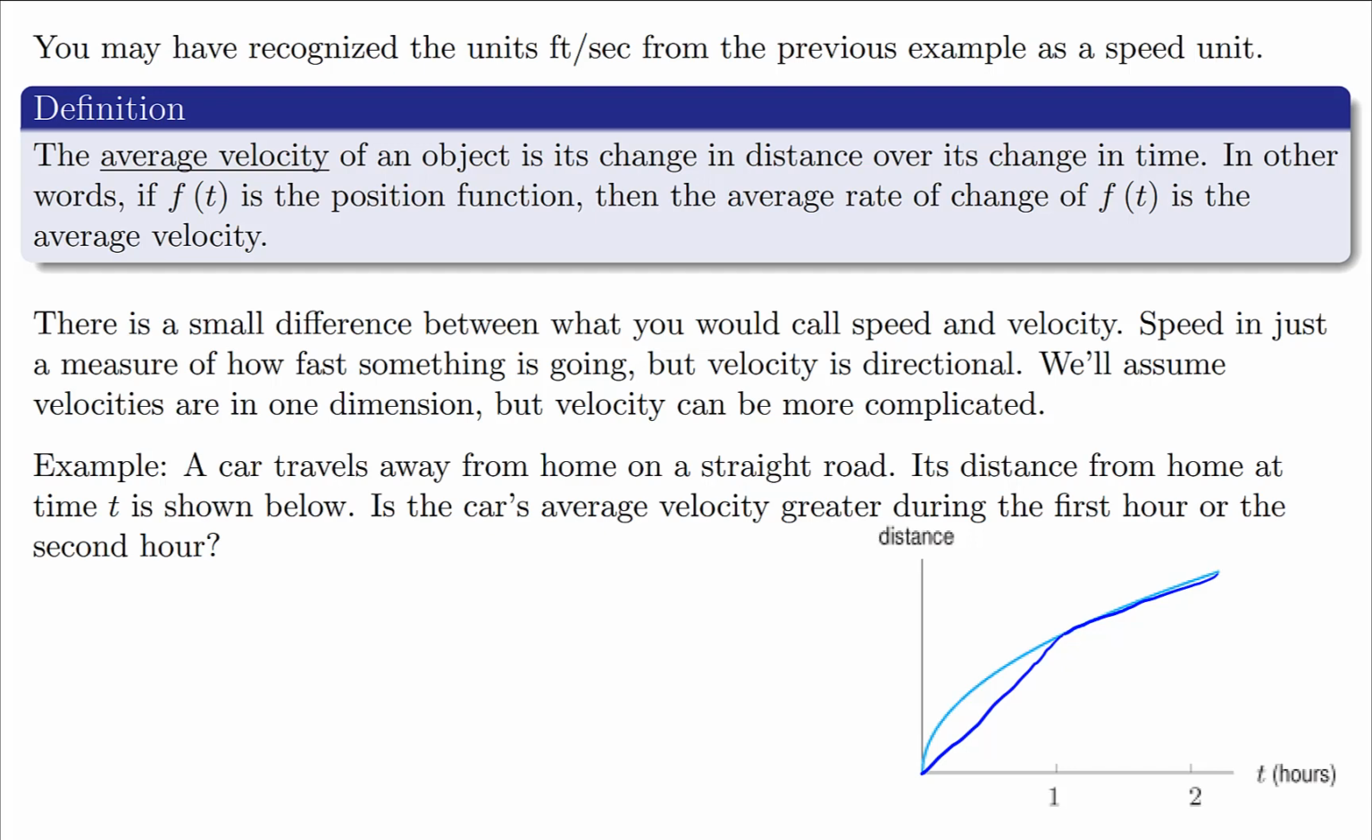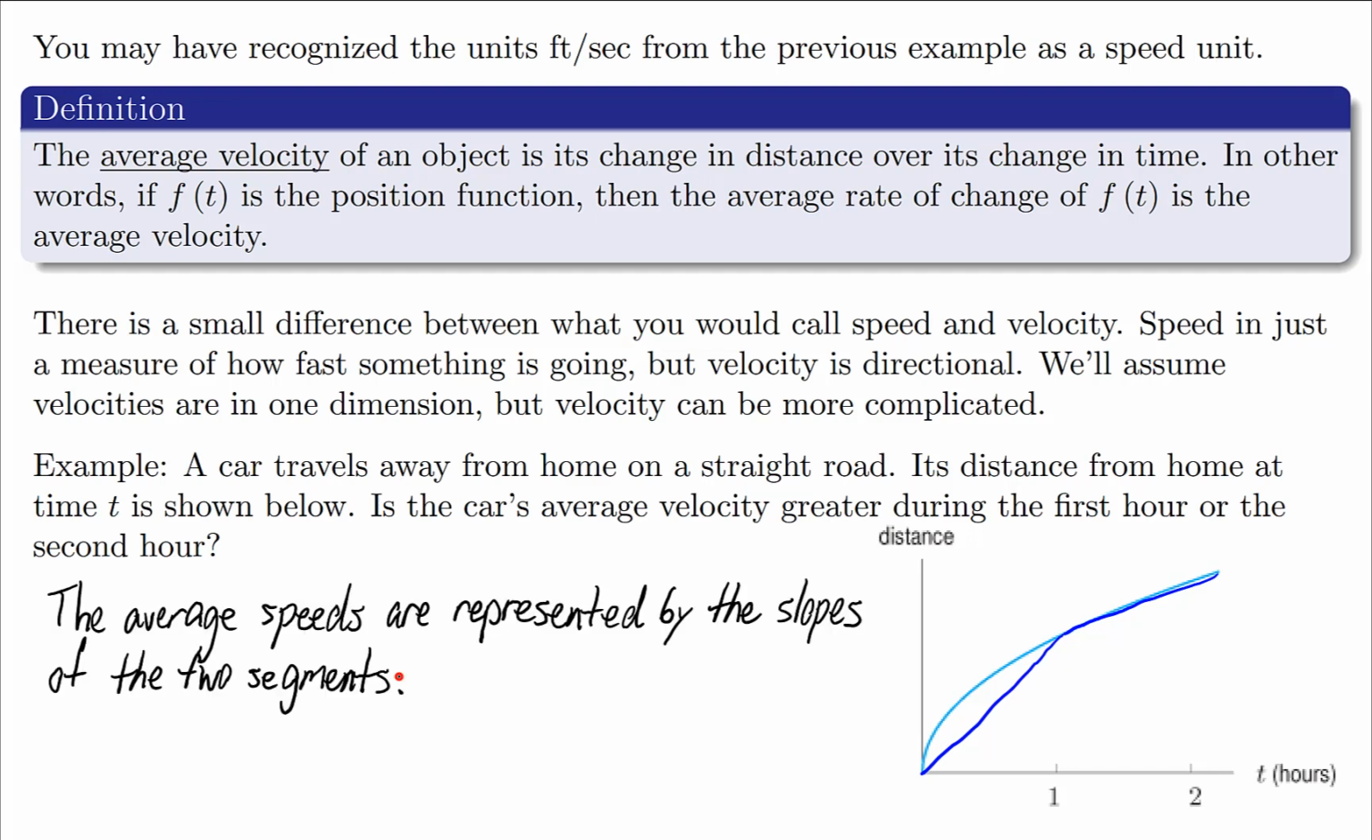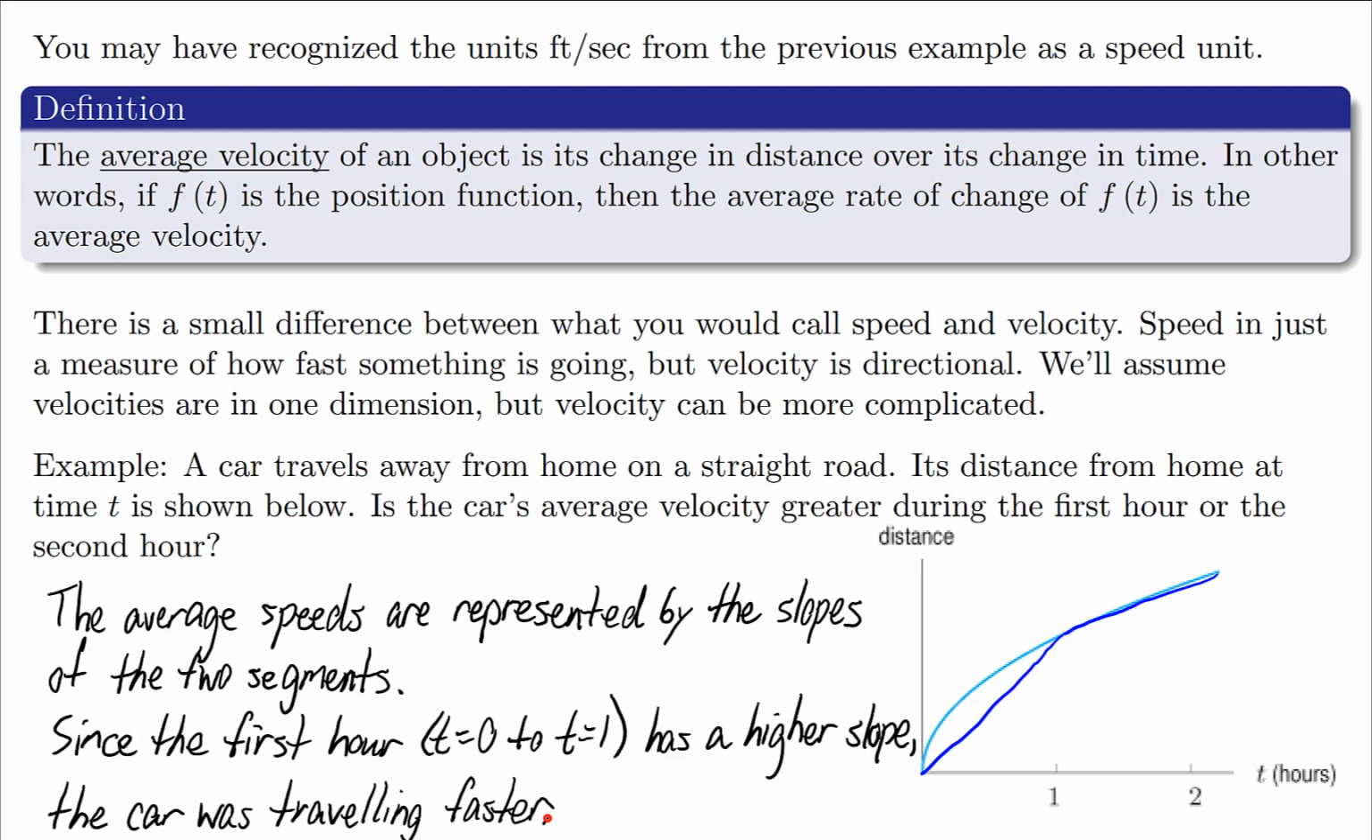Let me first write down the observation. The first observation was that the average speeds are represented by the slopes of the two segments, again because the slopes represent the average rate of change. And now let's just write down our result. Since the first hour has a higher slope, the car was traveling faster during that first hour.